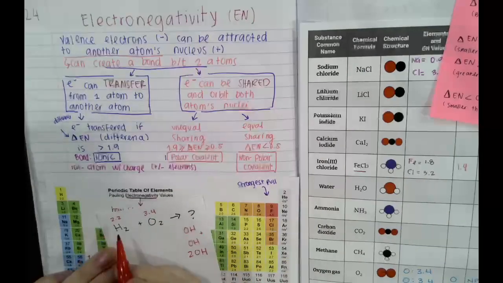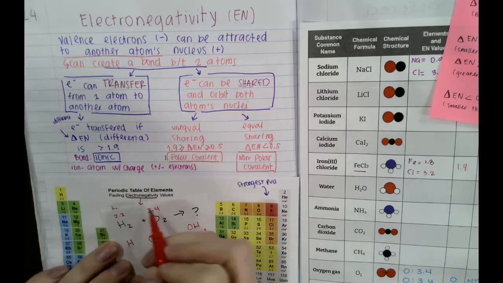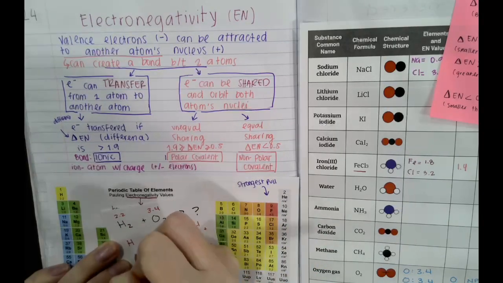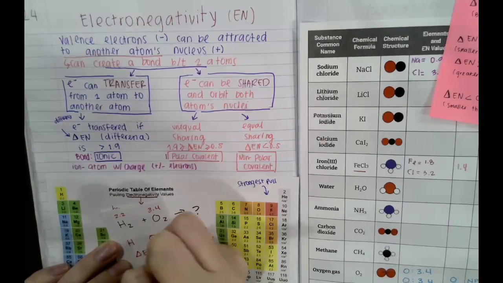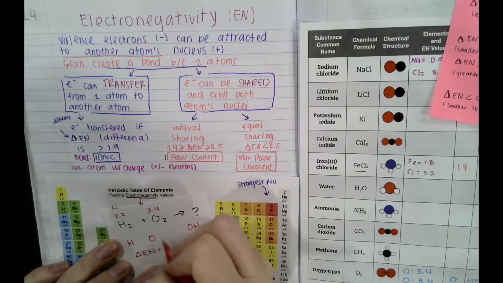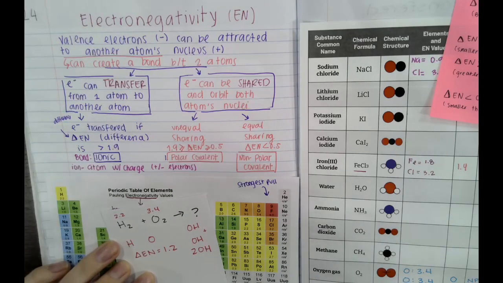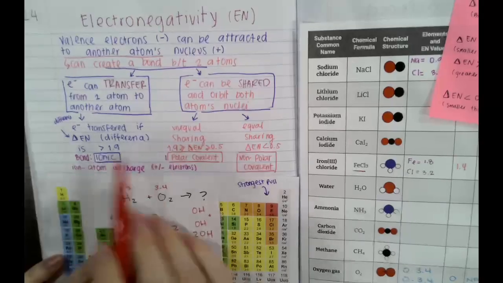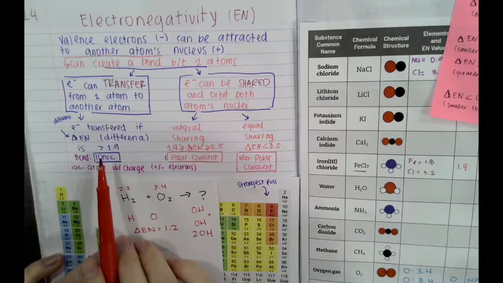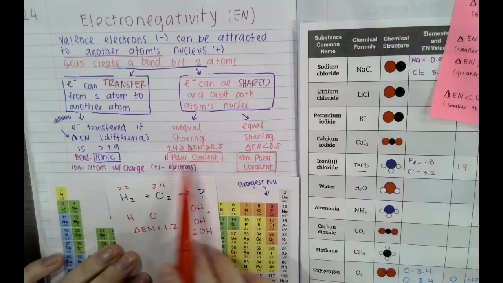What's the difference then between hydrogen and oxygen? If we subtract these, the difference in electronegativity is going to be 3.4 minus 2.2. Is that 1.2? Yeah, I think that's 1.2. All right, where does that fit in up here? Is it greater than 1.9? No. Is it between these two? Yes. Okay, so it's going to be a polar covalent bond.